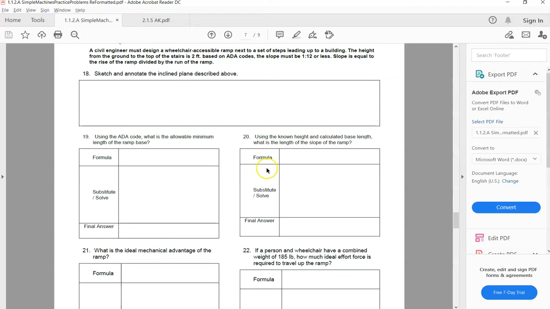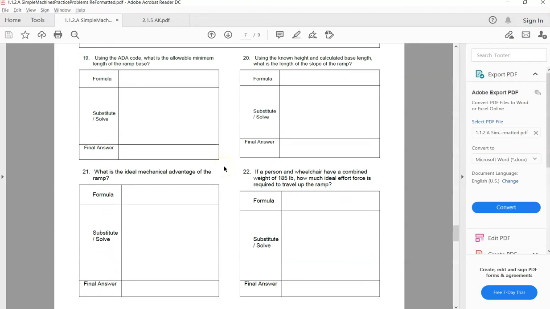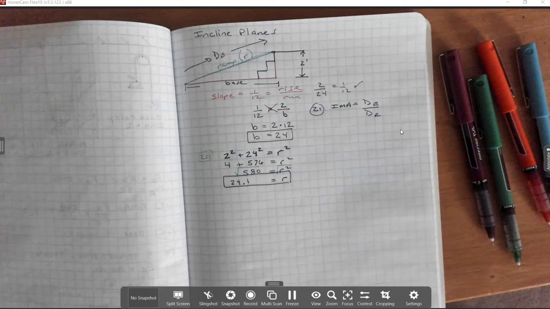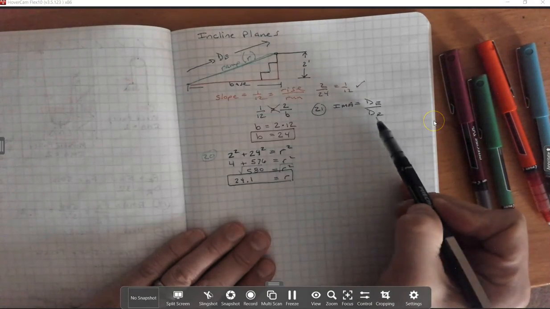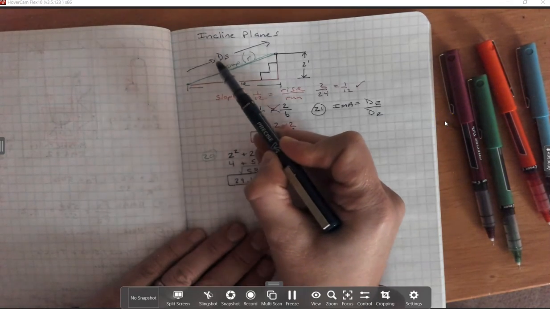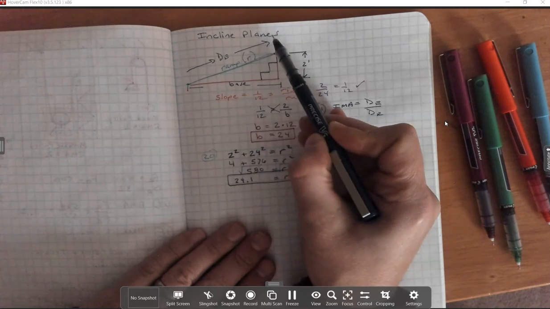Let's see, is there any more questions? Yep. Okay, they ask, what is the ideal mechanical advantage of the ramp? So 21. IMA. Okay, so IMA is dE over dr. What is dE? dE is the distance that the effort, the person or thing providing the effort, the path that they take. And the path that they are going to take is to travel the ramp. Okay, so it's dE over dr, it's IMA. And so dE, I was saying, is the length of the ramp.